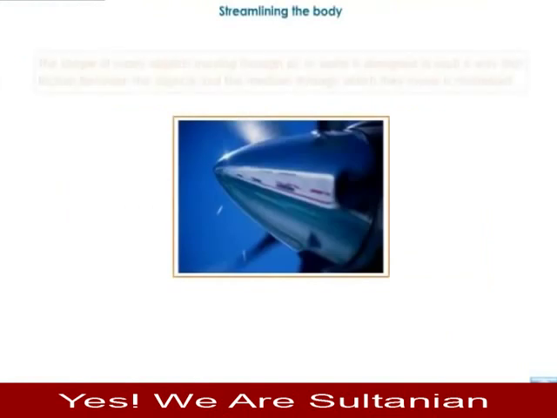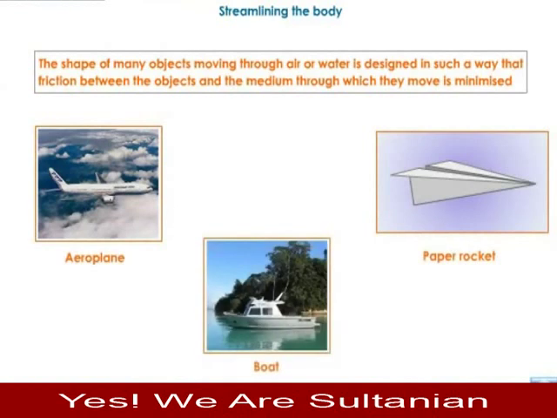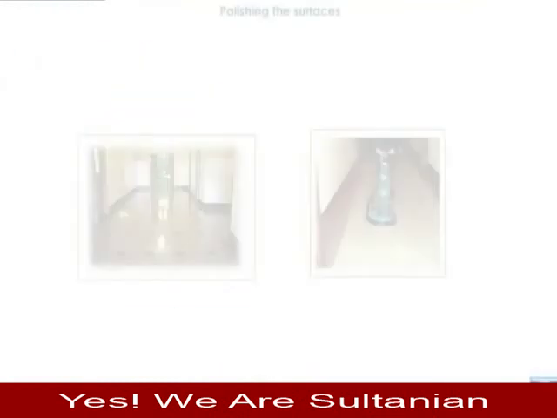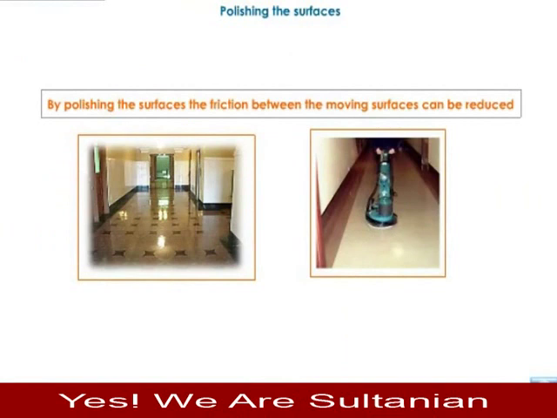Streamlining the body. The shape of many objects moving through air or water is designed in such a way that friction between the objects and the medium through which they move is minimized. Aeroplanes, boats, and paper rockets are examples of streamlined objects. Polishing the surfaces. By polishing the surfaces, the friction between the moving surfaces can be reduced.